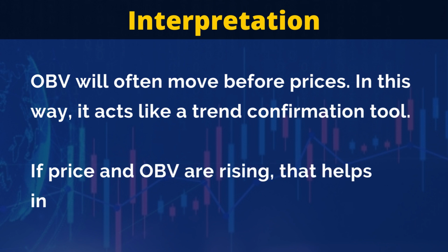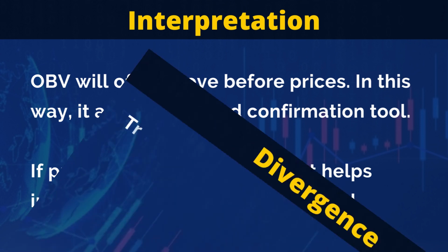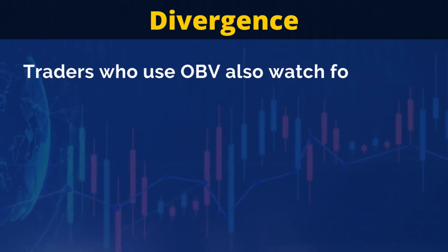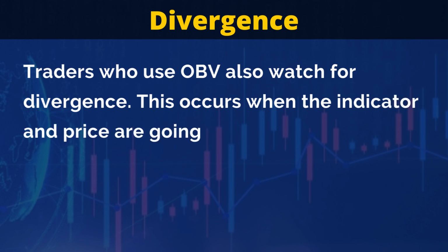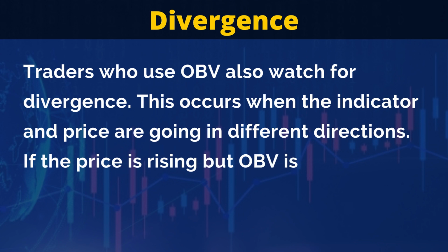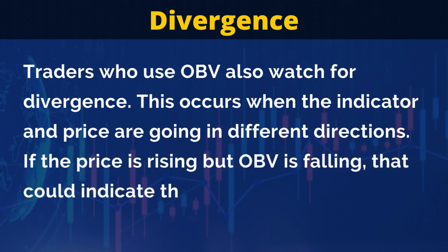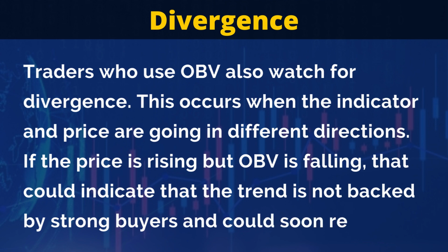If price and OBV are rising, that helps indicate a continuation of the trend. Traders who use OBV also watch for divergence. This occurs when the indicator and price are going in different directions. If the price is rising but OBV is falling, that indicates that the trend is not backed by strong buyers and could soon reverse.